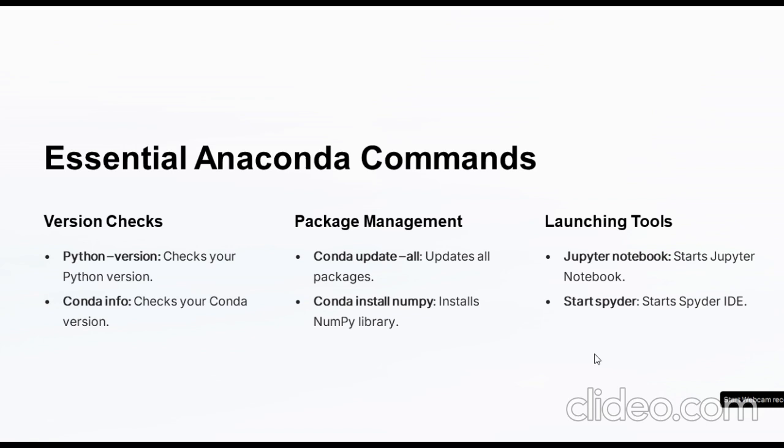If you want to check which version of Python we have, you just give python --version. If you already have conda in your system, if you type conda info in your terminal, you can see the version of your conda. And suppose you want to update all the packages of your Anaconda, you just have to type conda update --all. Suppose we'll be using NumPy libraries in the next sessions. If you want to install that, you just have to type conda install numpy.